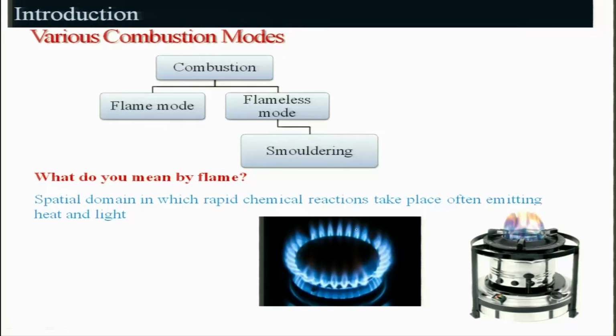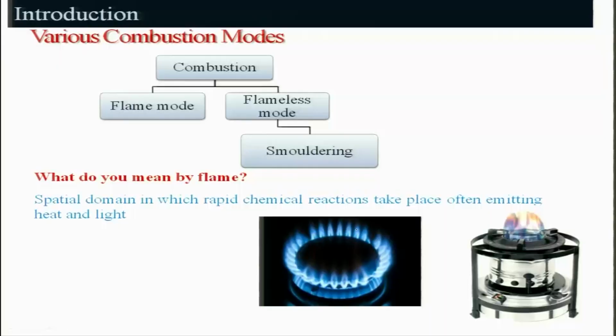Keep in mind, there might be some flame which may not emit light. For example, hydrogen oxygen flame, it will not really give any light, right, unless there are impurities in the hydrogen or in the oxygen. And generally the flame will be propagating, right, but in this example what I have shown in the LPG stove and then this kerosene stove, this flame is being stabilized, not propagating.